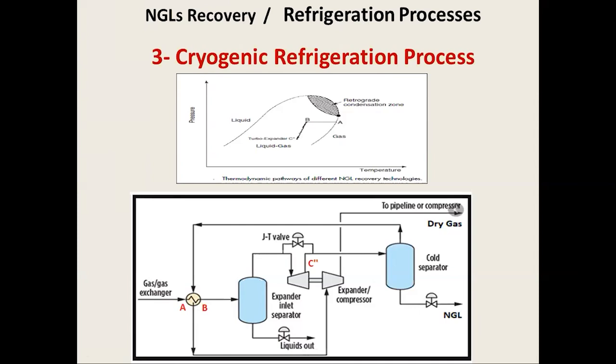The gas from the cold separator will go to the gas-gas heat exchanger. Then it will be subjected to the compressor. On the other end of that turbine, we have compressors. The blades here expand the gas, the blades here of the compressor get the gas into higher pressure.